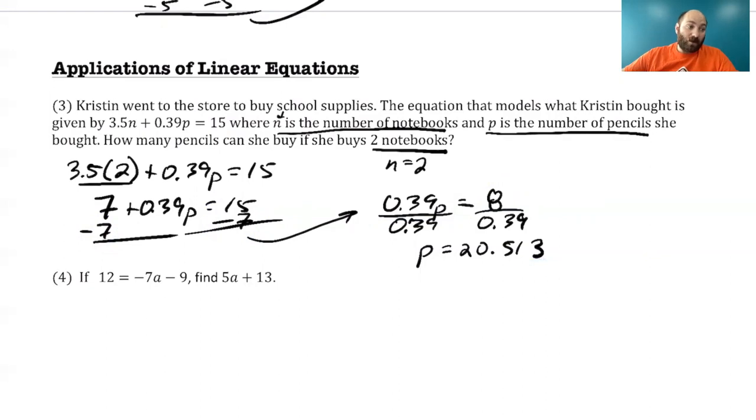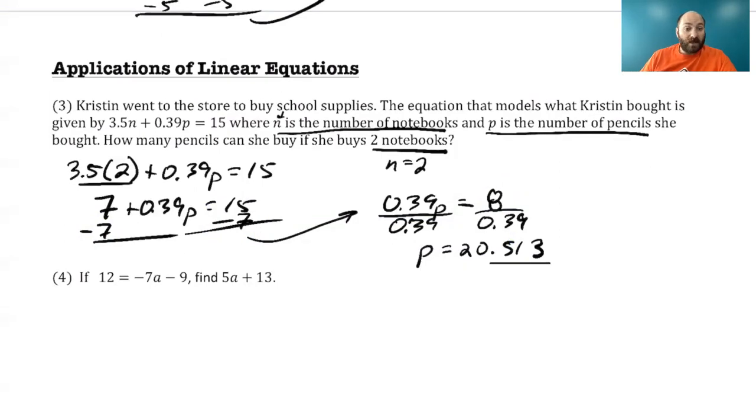But here's the thing, we've got some real life going on here. We cannot buy 0.513 of a pencil. So normally when we look at a number for rounding, we say, let's round up because it's greater than .5. If I look at this and I want to round the 20 here, I look at the 5 and that would tell me, oh, I go up to 21.